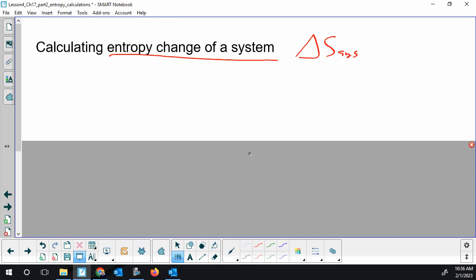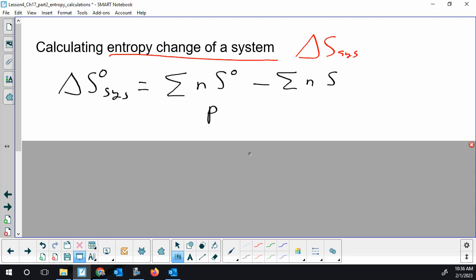This is where advanced placement is often not any more difficult or sometimes easier than regular 30. We're just building off skills. So the change in entropy of the system you can get from a sum. We're going to do exactly what we did to predict enthalpy changes back in Chem 30. If you take the sum of the moles times the standard enthalpy of the products minus the mole times the standard enthalpy of the reactants, you can predict the standard enthalpy of the system.